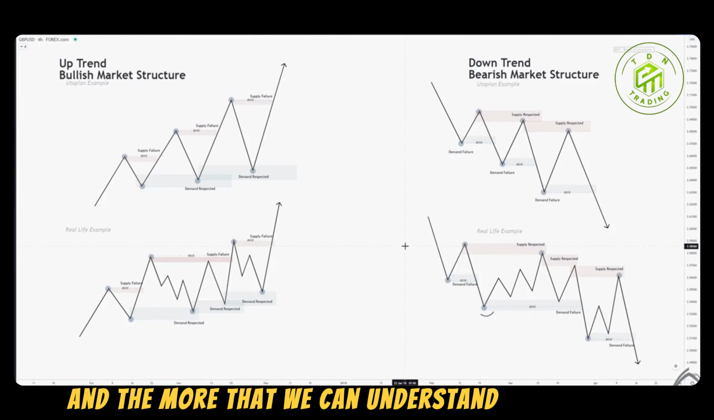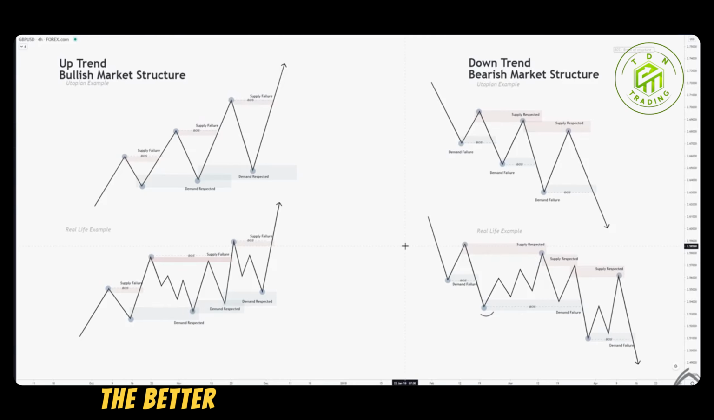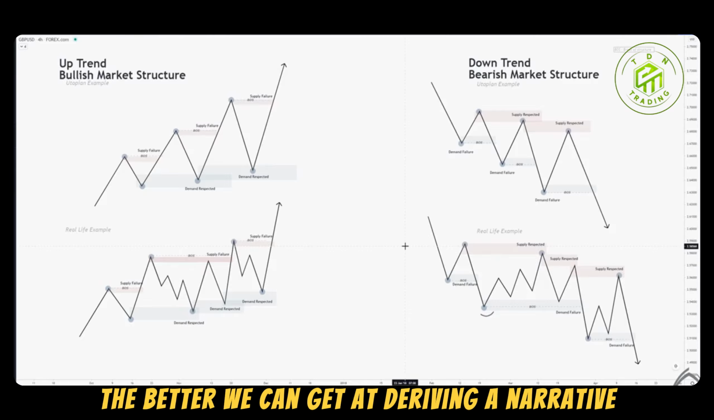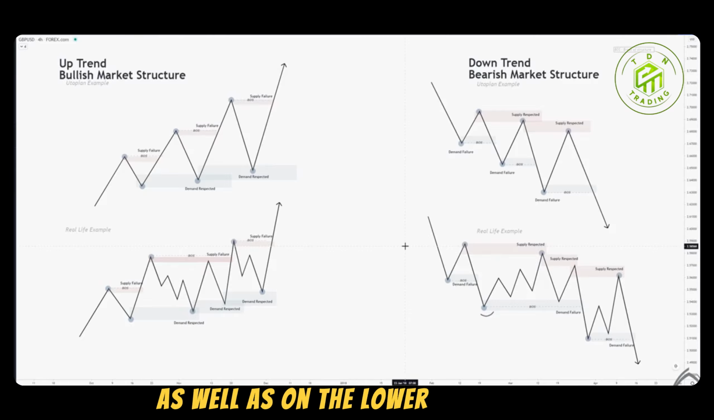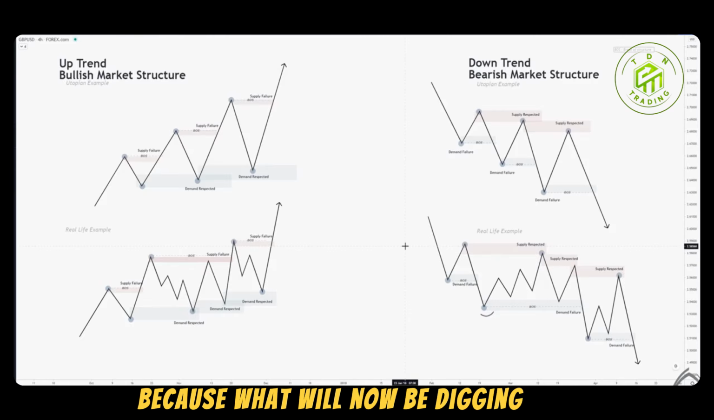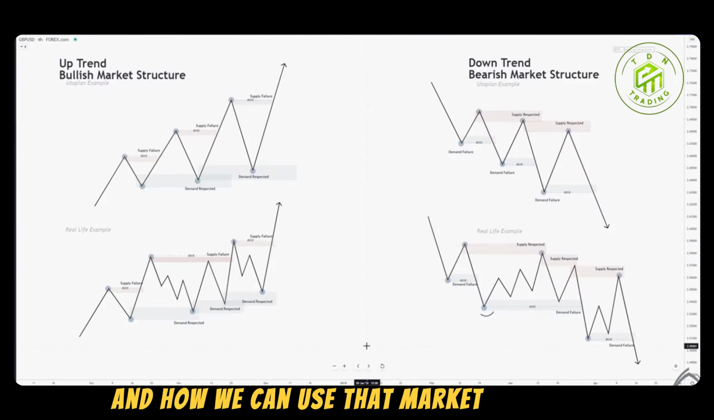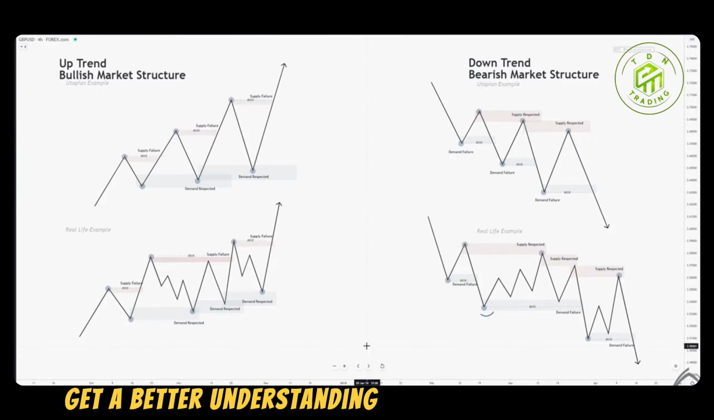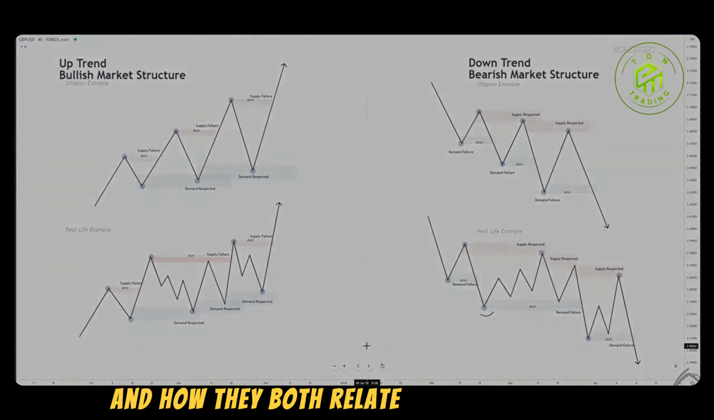And the more that we can understand this concept, the better we can get at deriving a narrative on the higher time frame as well as on the lower time frame, because what we'll now be digging into is the multi-time frame fractal nature of market structure and how we can use that market structure to get a better understanding of what's happening on the higher time frame and what's happening on the lower time frame and how they both relate with one another.